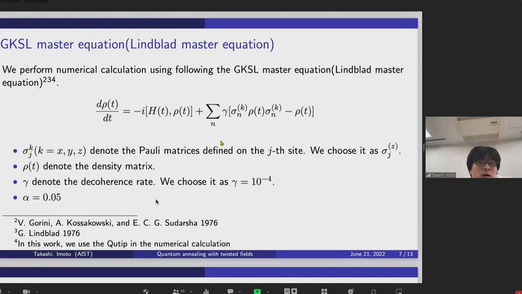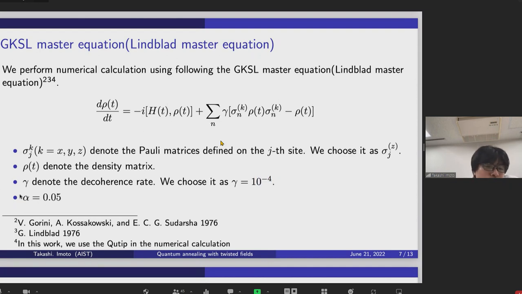Okay, so next, we perform a numerical calculation following the GKSL master equation, or Lindblad master equation. This equation is this one. Sigma_j^k, or L_k, denotes the Lindblad operators on the jth site, and we choose it as sigma_j^z. Rho(t) denotes the density matrix, and gamma denotes the decoherence rate. We choose gamma equal to this value.